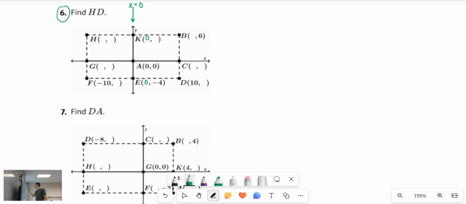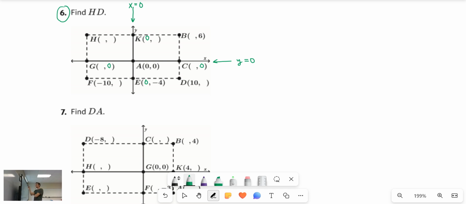On the x-axis, we know that y equals 0. So we're going to put 0 for all of our y values. 0 there, 0 there, and point A already has 0 and 0, so that'll work.